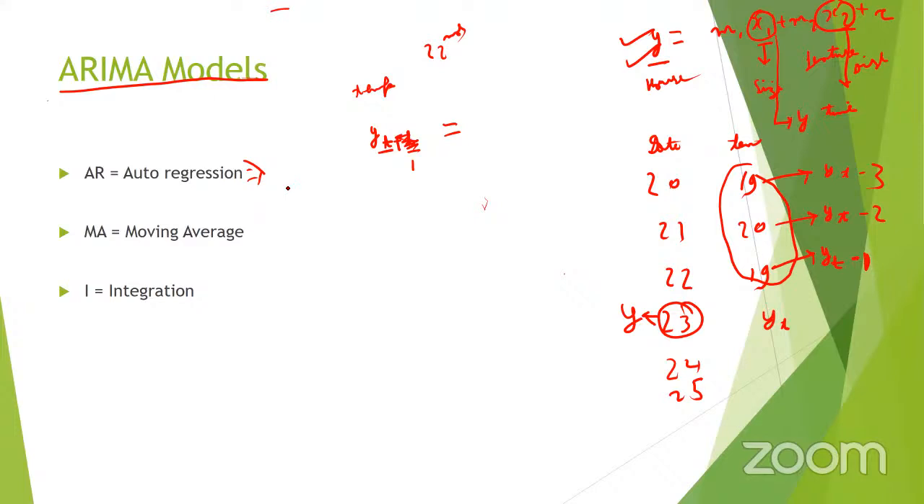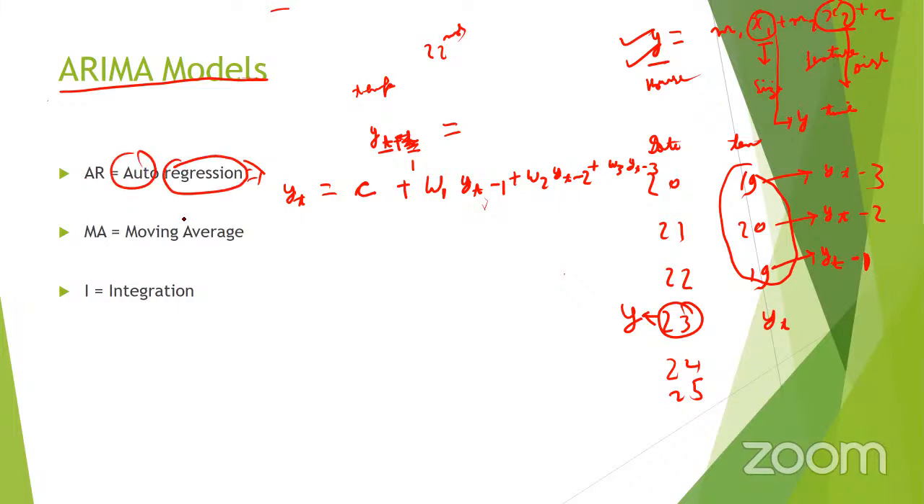So what autoregression says is that my yt will have a relationship with my previous y values. This c is my constant, and now w1 will be my weight associated with my t minus 1 value of y. w2 will be my weight associated with my t minus 2, and w3 will be my weight associated with my t minus 3. So in autoregression, we are just taking the regression of the term with itself, as the name also suggests, auto plus regression.